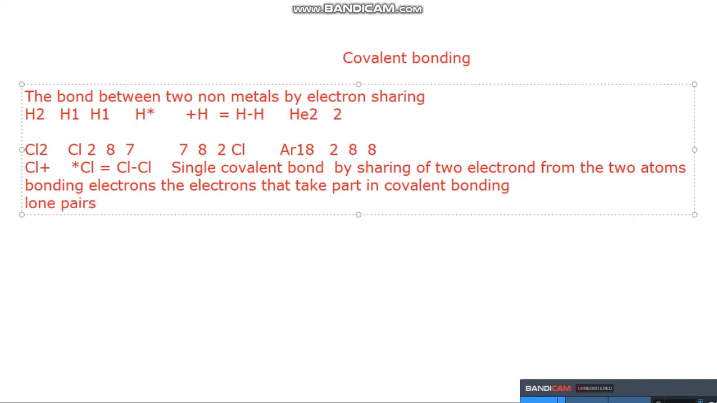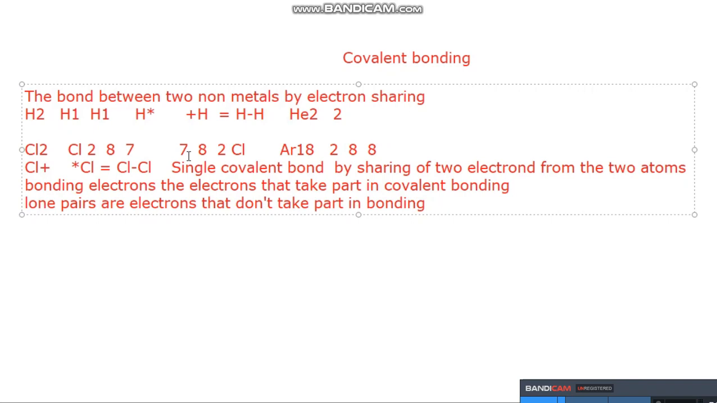So, what are lone pairs? Lone pairs are electrons that don't take part in bonding. They don't take part in bonding.